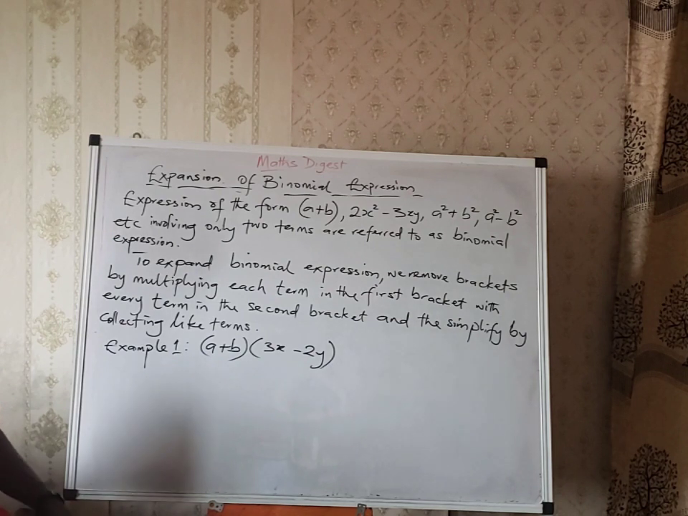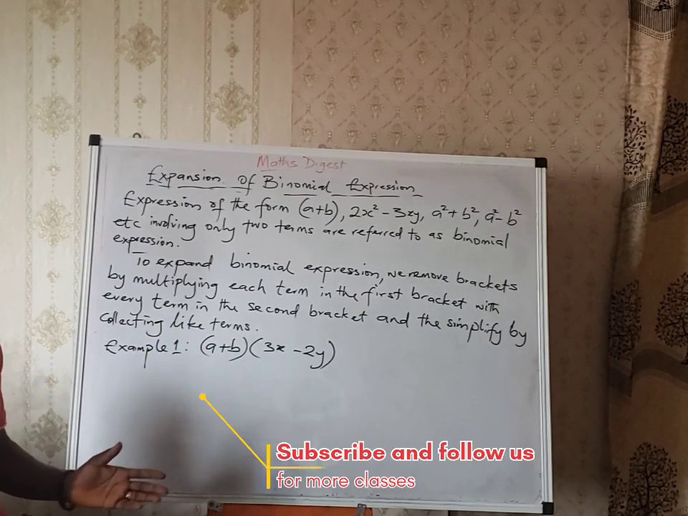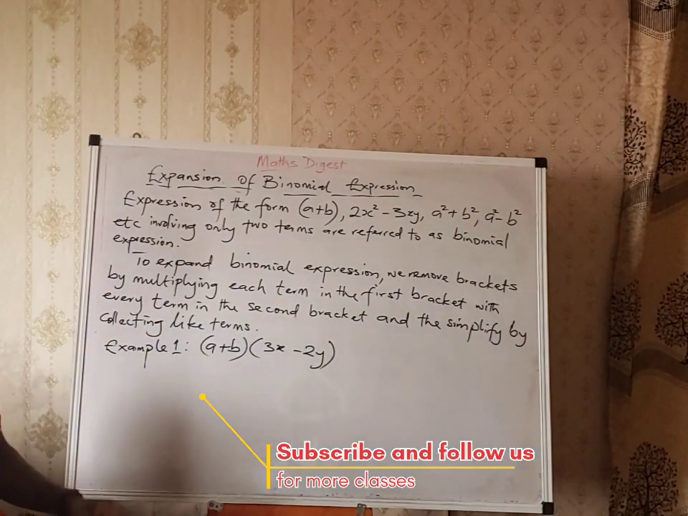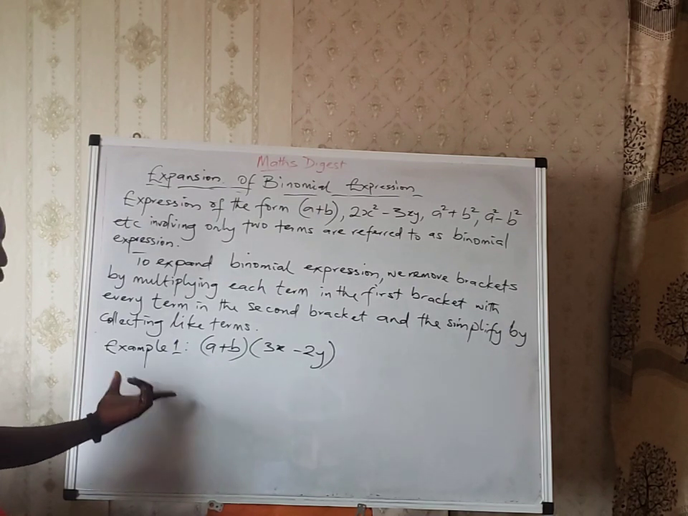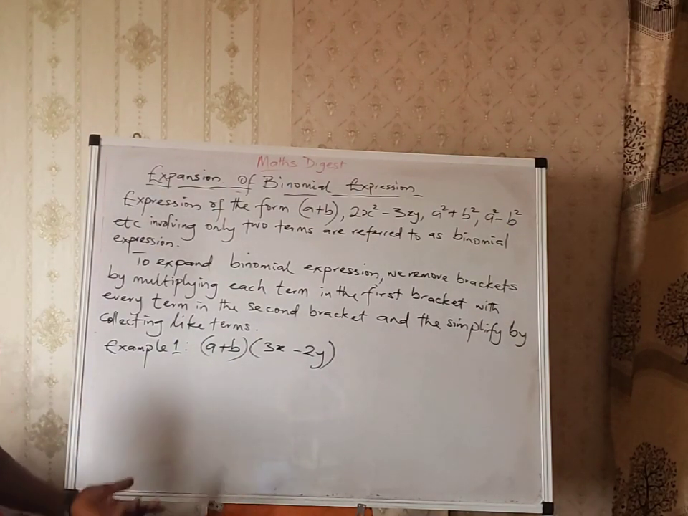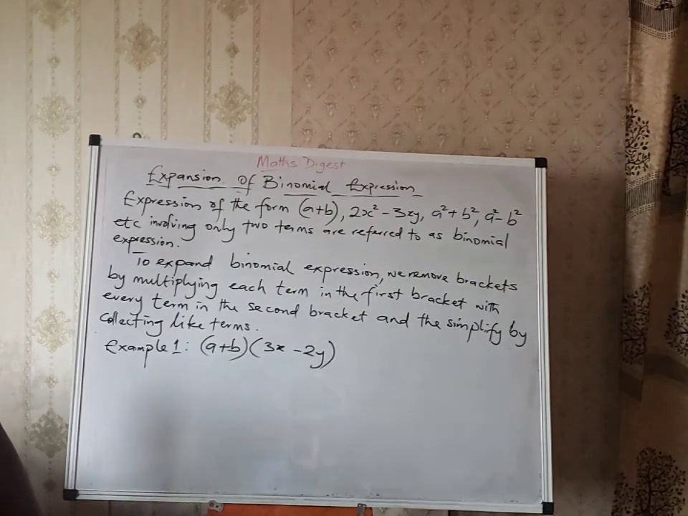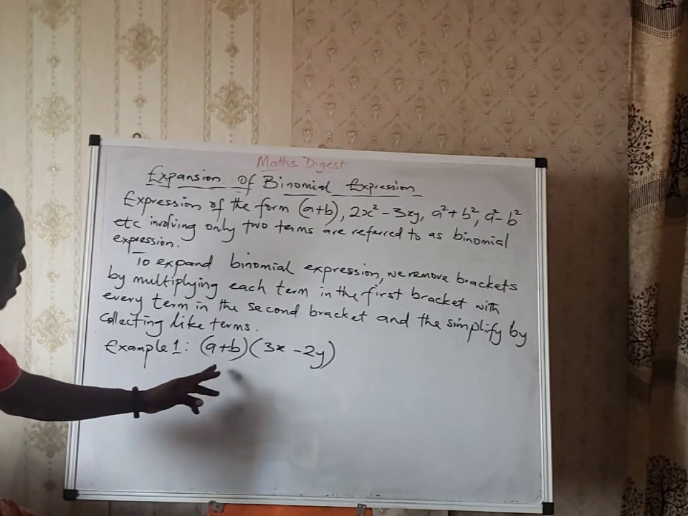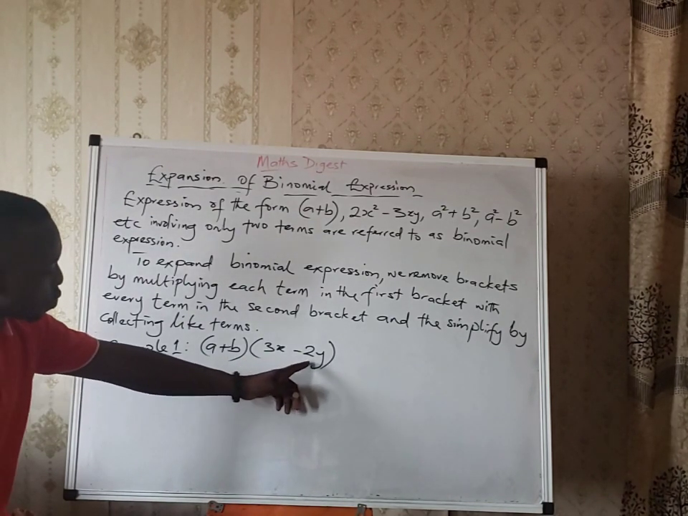To expand such expressions, we remove the brackets by multiplying each term in the first bracket with that of the second bracket. And when we do that, we simply simplify them by collecting like terms. Just like we have example 1 here, we can use it to illustrate that. Example 1 says a plus b in brackets, times 3x minus 2y.